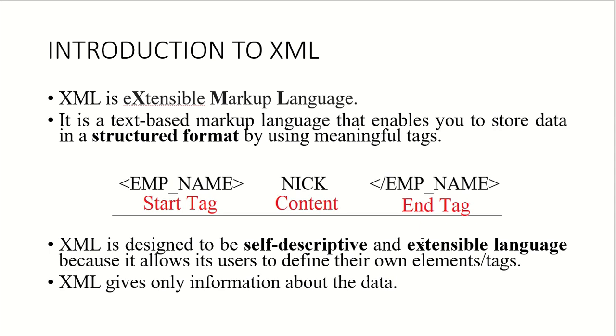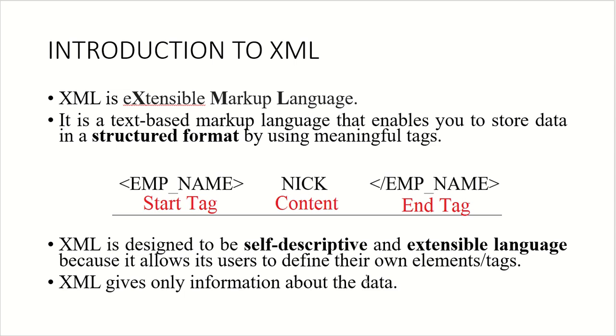So why is it called an extensible language? Because it allows users to define their own elements or tags. Alright, so this means that the users can define their own tags. There are no predefined tags in XML. You can define your own XML tags. You can design your own XML file. Alright. So the main part is XML gives only information about the data.